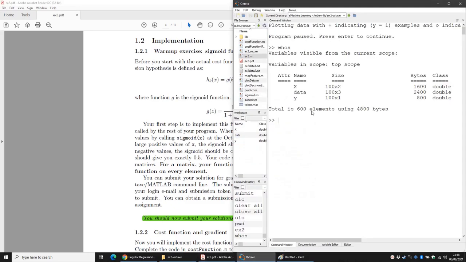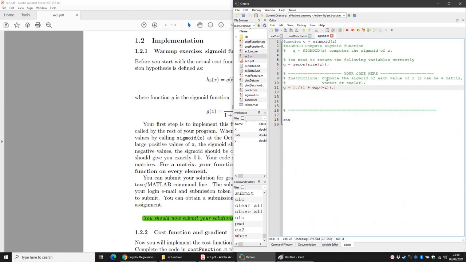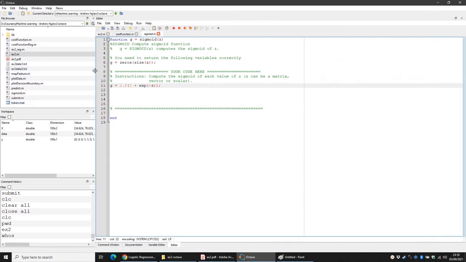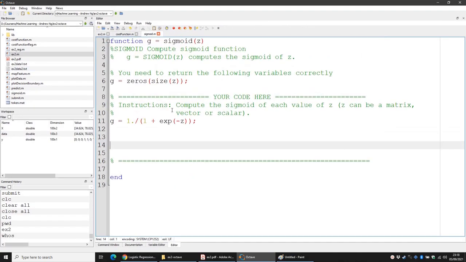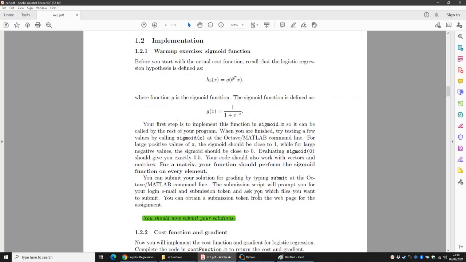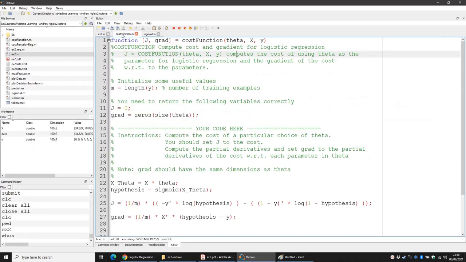If you recall, you did the sigmoid function, which was here. Pretty simple, straightforward. Not going to go over that today. So we need to implement this in our costFunction.m. Let's go and see how we have done that.